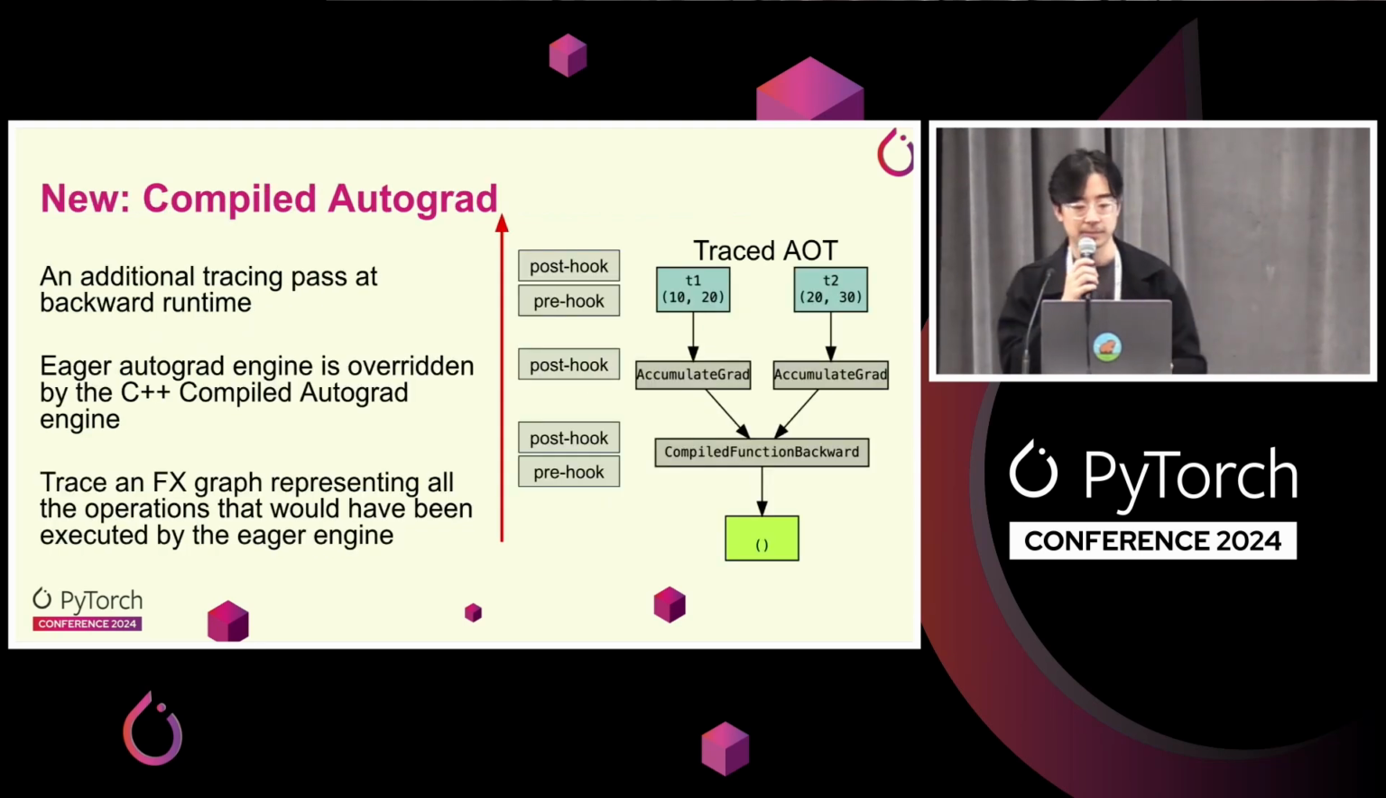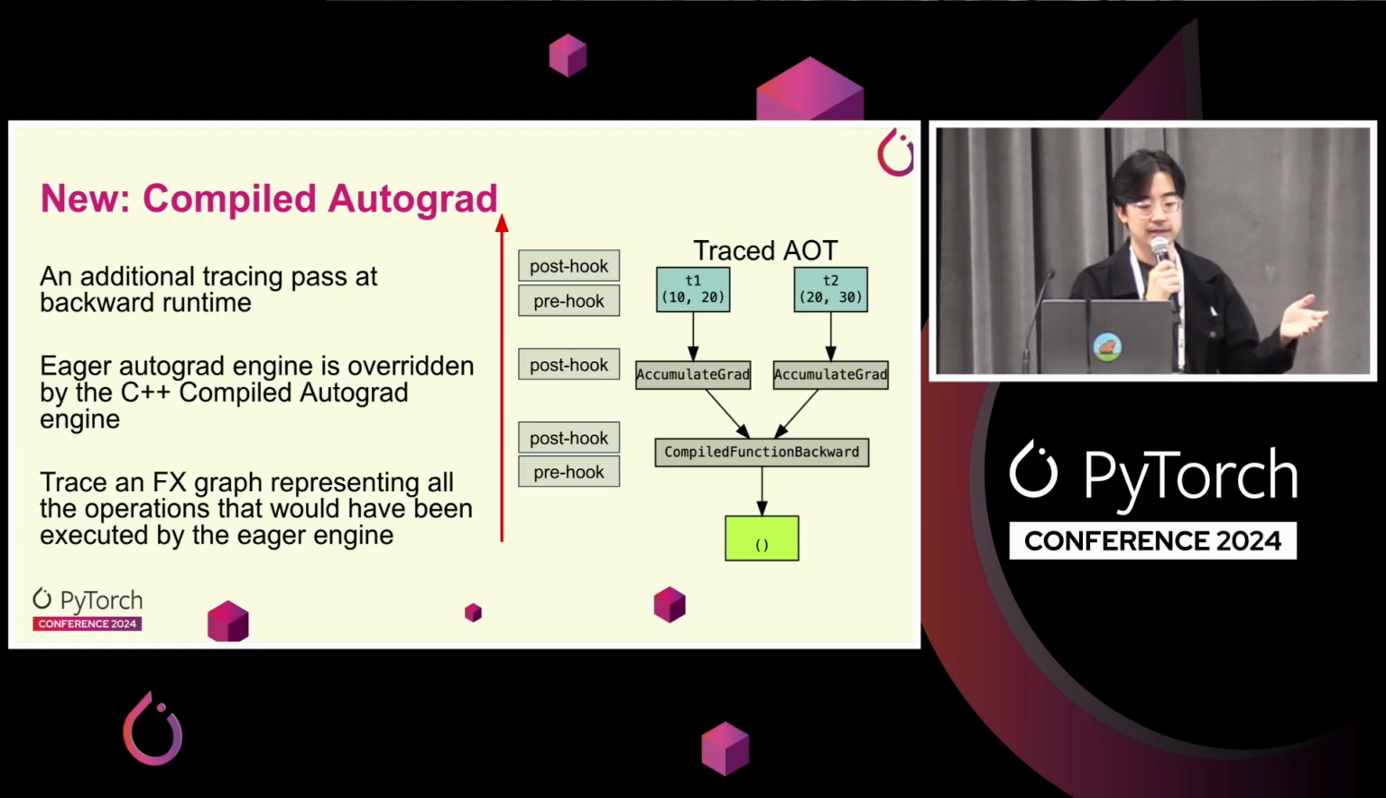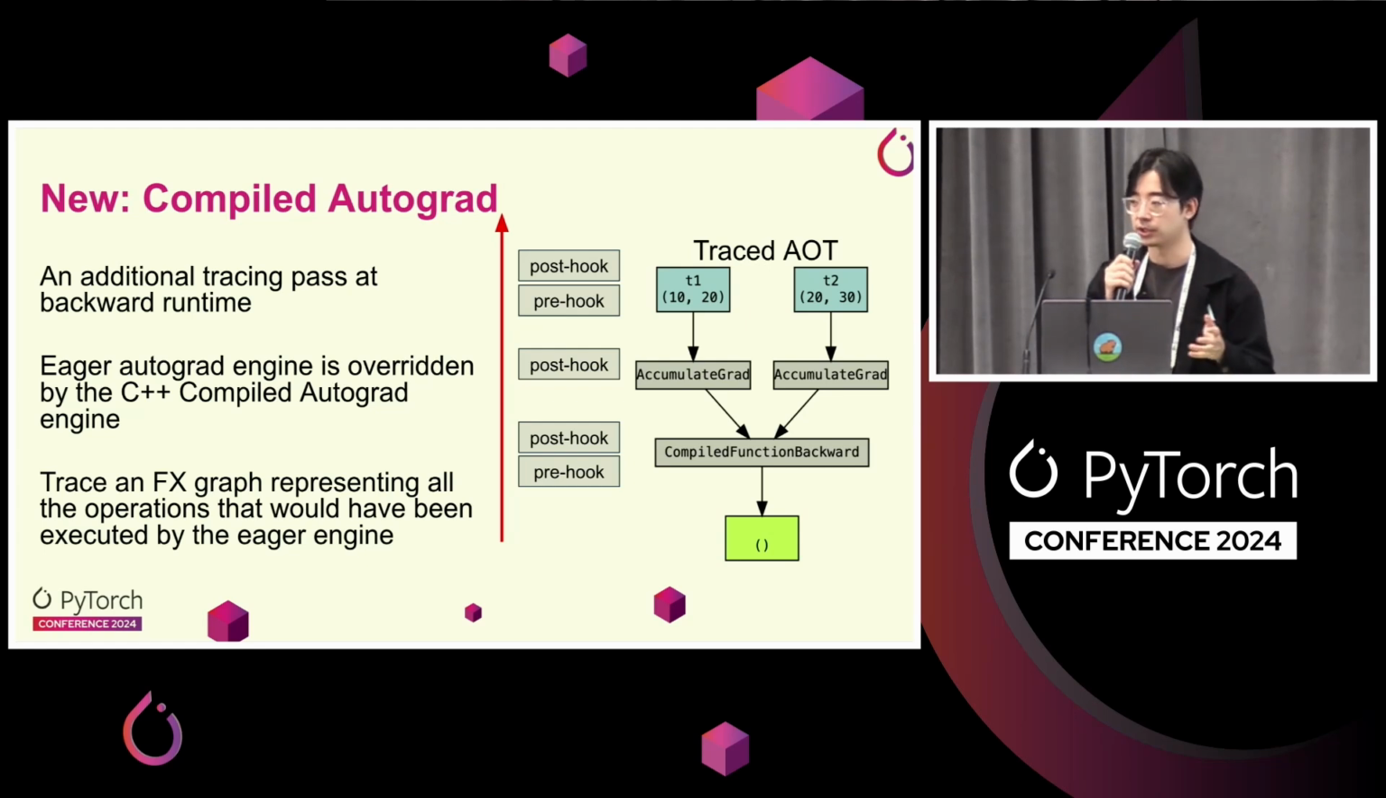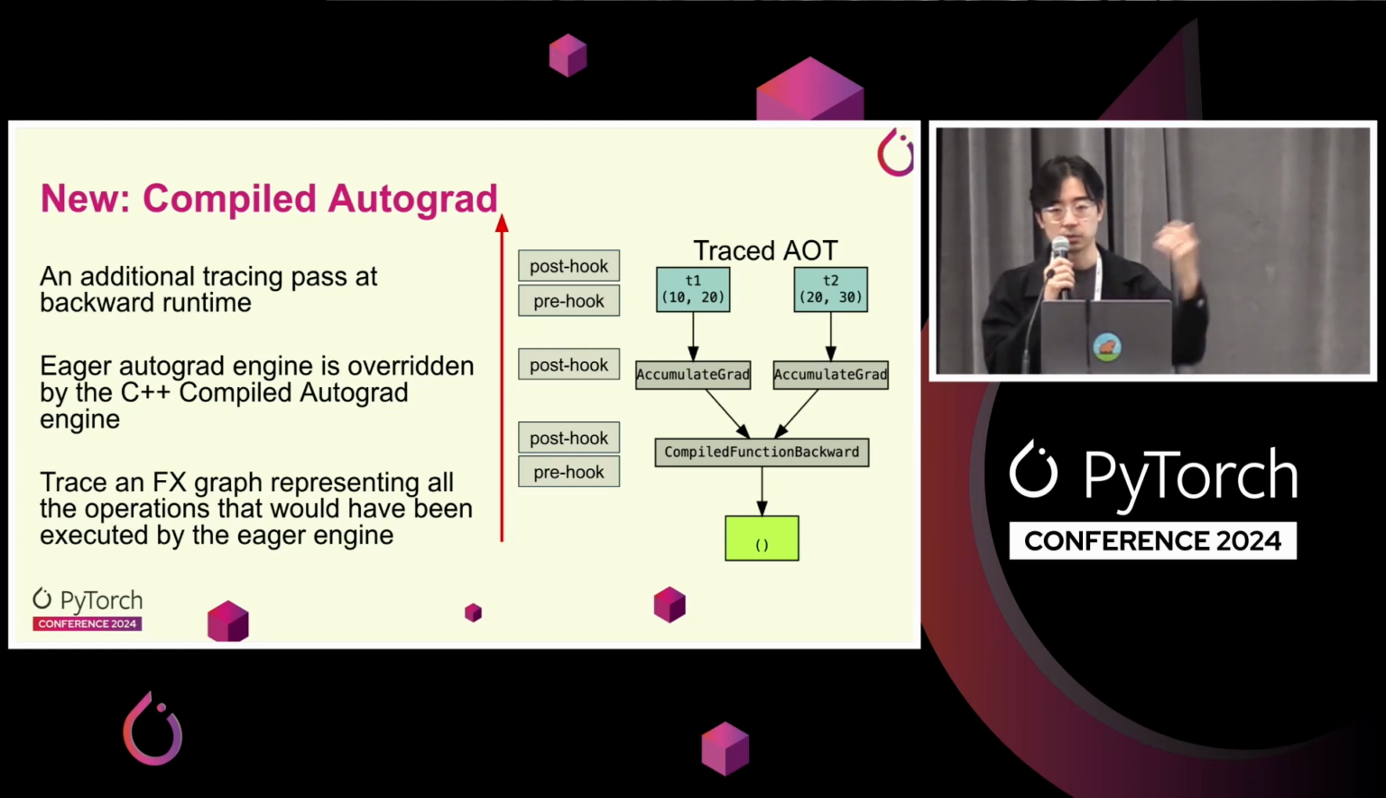So this is why I want to talk about Compiled Autograd. It's something that we've secretly released as part of 2.4, and currently still in beta. So we're adding an additional pass for the compiler to trace at backward runtime. What we do is we override the eager Autograd engine that would be executing the Autograd graph. We shadow run every single operation that the eager Autograd engine would have run. And while we do that, we add them into a graph, the same as Torch.Compile, so an FX graph.